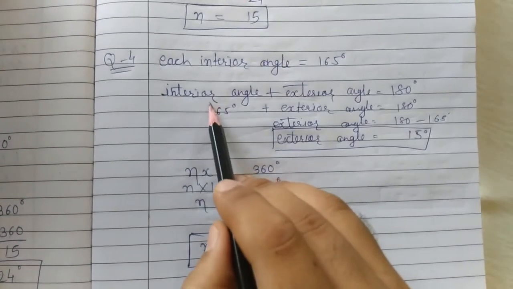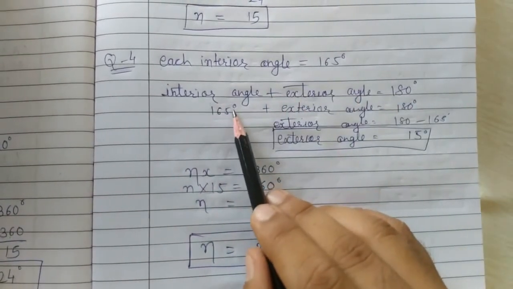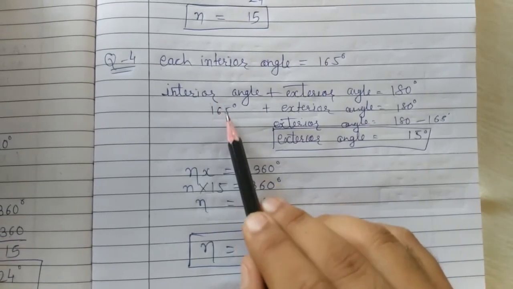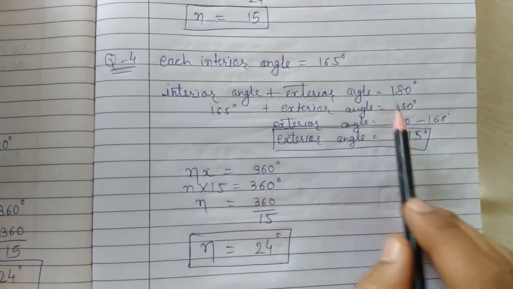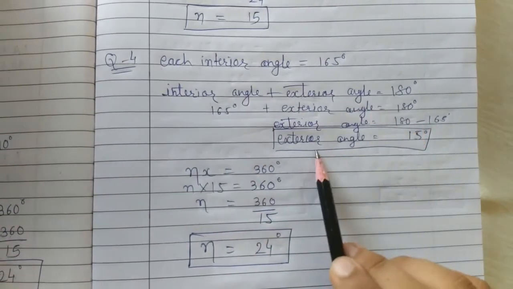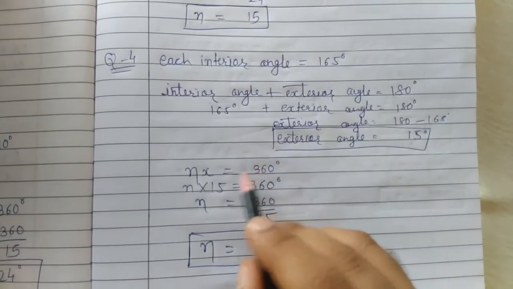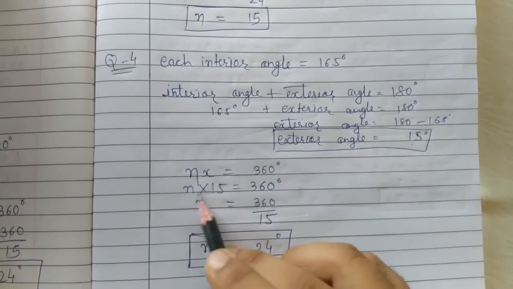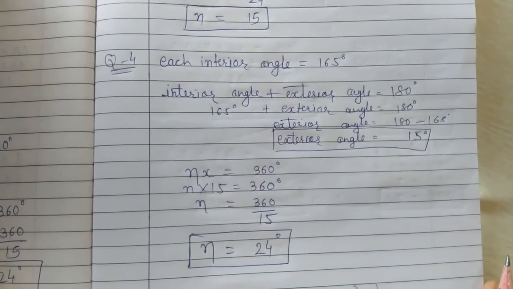So friends, we know that interior angle plus exterior angle is equal to 180 degrees. So interior angle 165 plus exterior angle is equal to 180. Now 165 transfers to the right hand side, so it becomes minus 165. So the exterior angle is 15 degrees. So we got the exterior angle, and from the equation nx is equal to 360, where x is equal to 15 degrees, we will get the number of sides. So the number of sides is equal to 24.